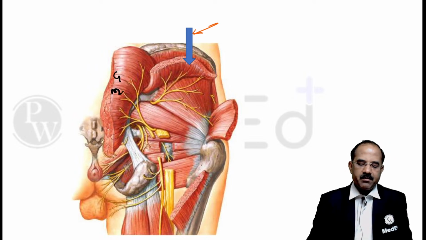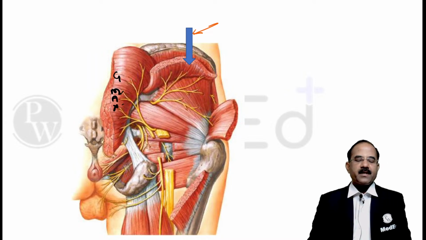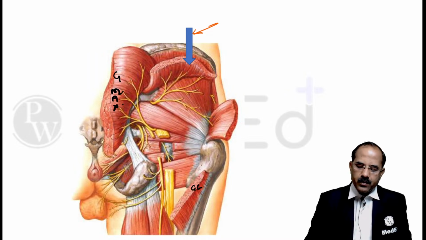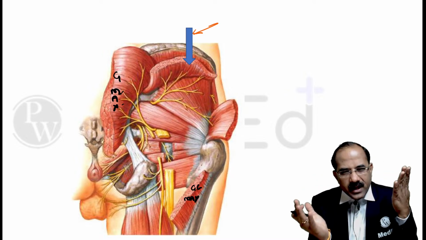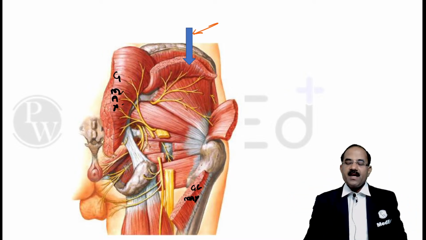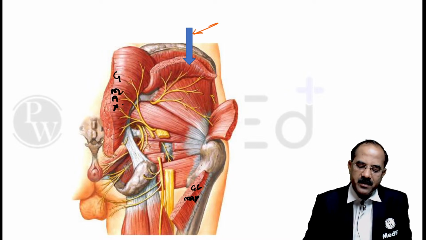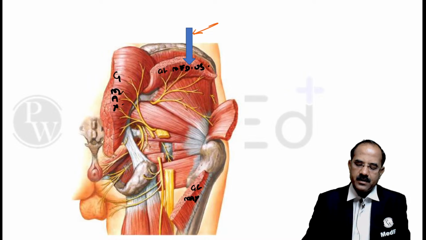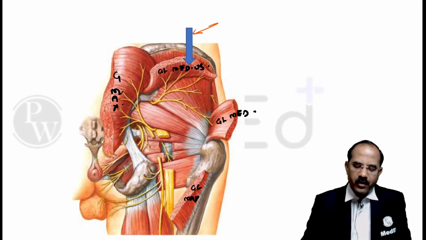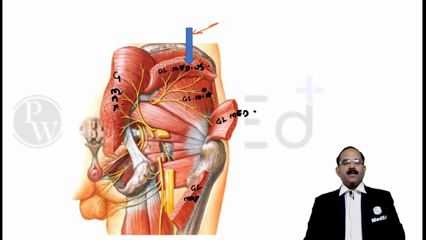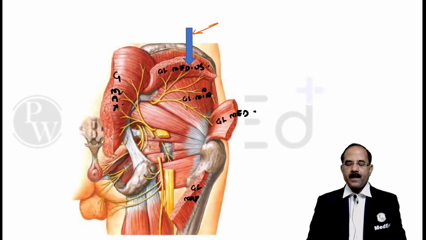That's the gluteus maximus, right? This is the gluteus maximus, which is cut here. Now the gluteus maximus has been reflected. We've opened the gluteus maximus. Students, what is this pointed muscle? That's the gluteus medius, right? And now you tell me what is this muscle? That's the gluteus minimus.